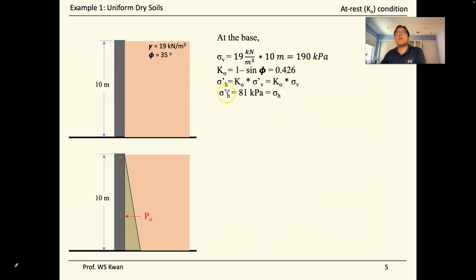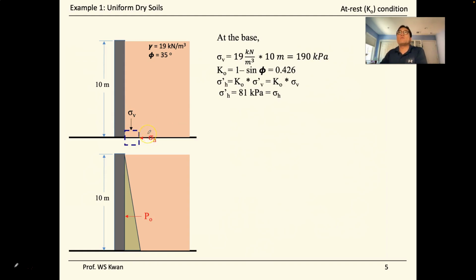So when we find the effective horizontal stress, it will be equal to K naught times the vertical stress, which is 0.426 times 190 for this case. Then we get the horizontal stress equals 81 kilopascals. And both total and effective stress are equal because we don't have water. We're working on a dry sand profile. So with that, we are able to find the vertical stress and the horizontal stress.